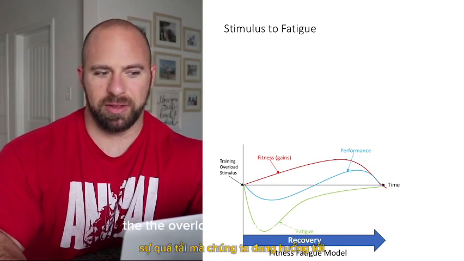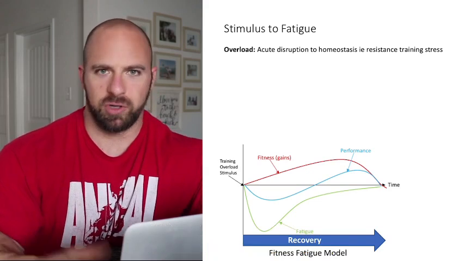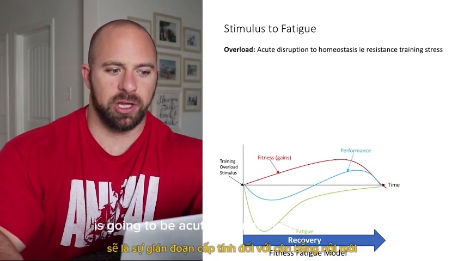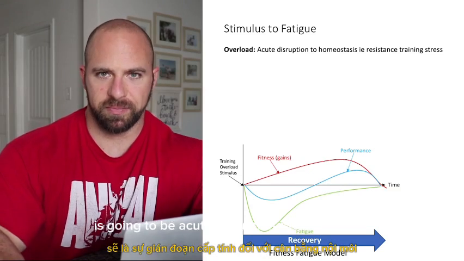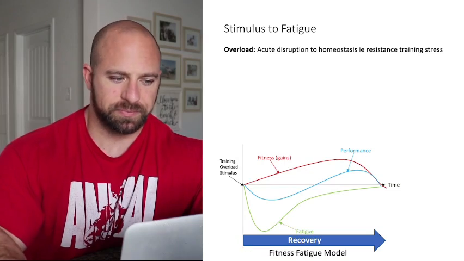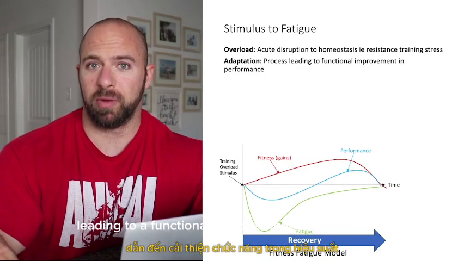So just a reminder of the overload that we're going for. When we start a training session, this overload is going to be an acute disruption to homeostasis. So this is resistance training. It causes a stress to the body. The adaptation will be the process leading to a functional improvement in performance.